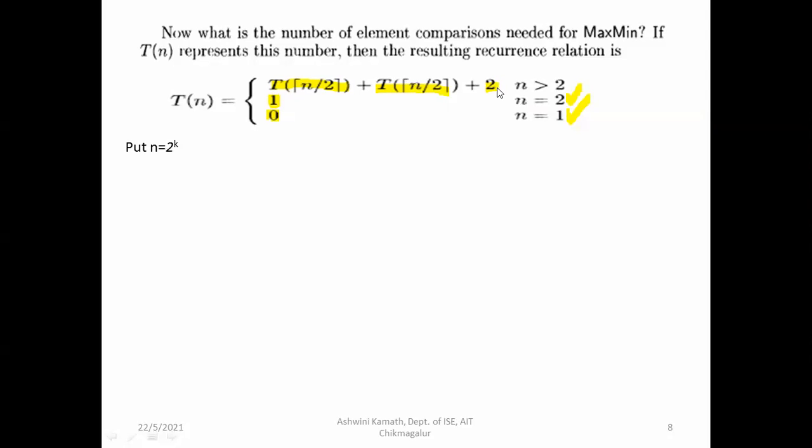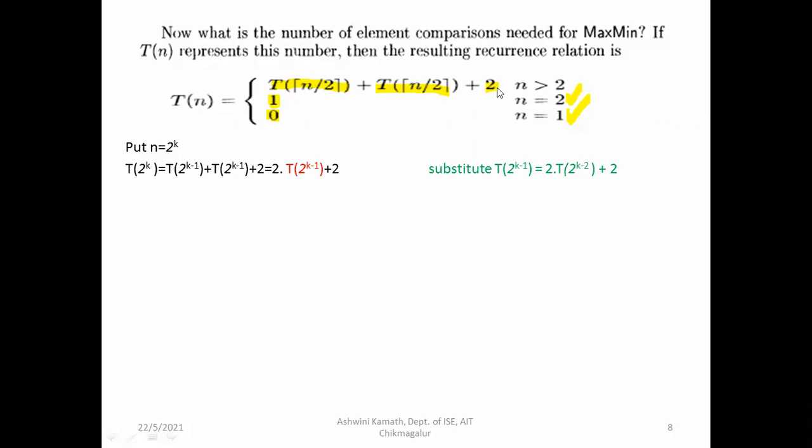I told you, when the input is getting divided by half of it, or if it is getting divided by a fraction of the number of elements, then use the fraction. So here the fraction is 2. Input is getting divided by 2, right? So put n is equal to 2 to the power of k.